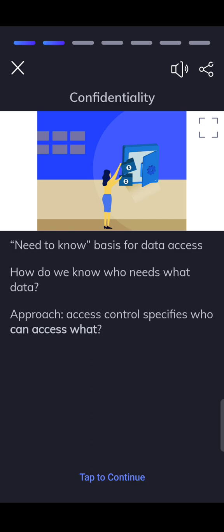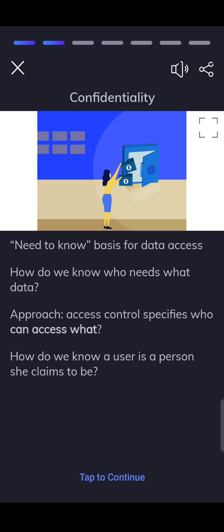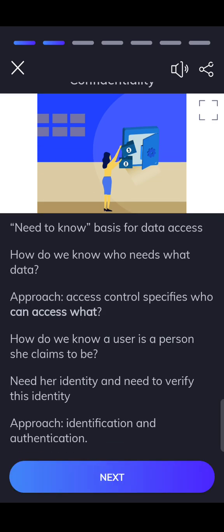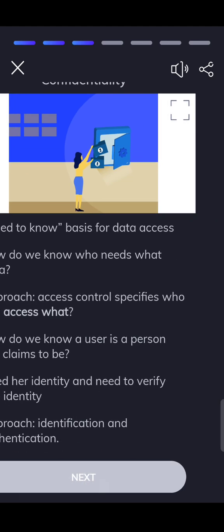Approach - access control specifies who can access what. How do we know a user is a person she claims to be? Need her identity and need to verify this identity. Approach - identification and authentication.